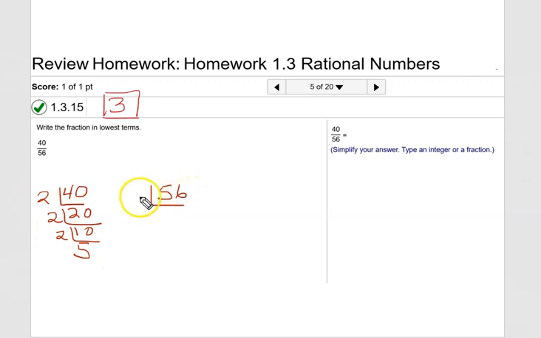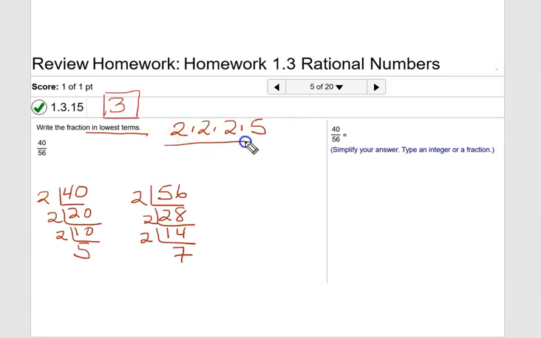Now we're going to do 56. 2 will go into there 28 times. 2 will go into there 14 times. 2 will go into there 7 times. Now both 5 and 7, along with 2, are prime numbers. So when we are asked to write a fraction in lowest terms, we might think of this as background and then write the 40. 2 times 2 times 2 times 5. And then the 56, 2 times 2 times 2 times 7.